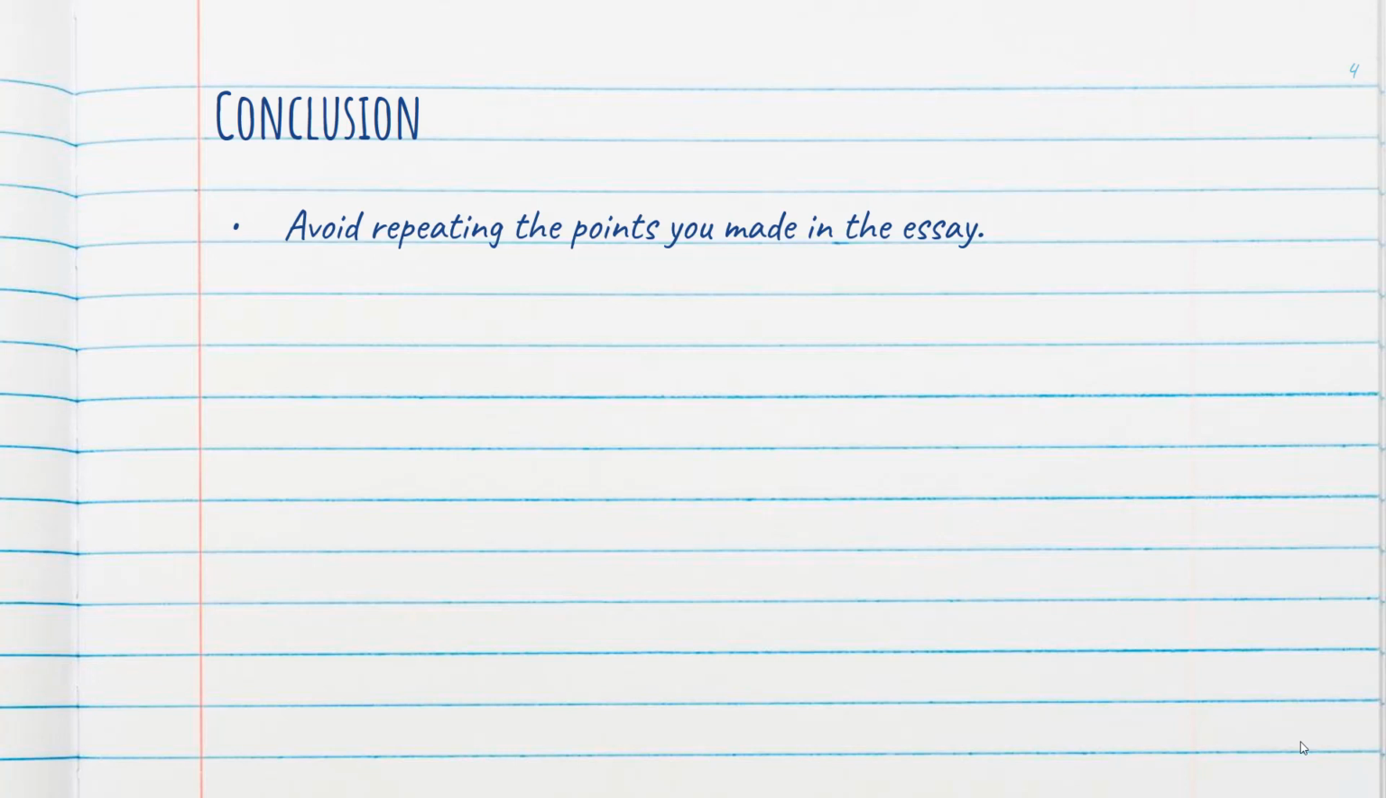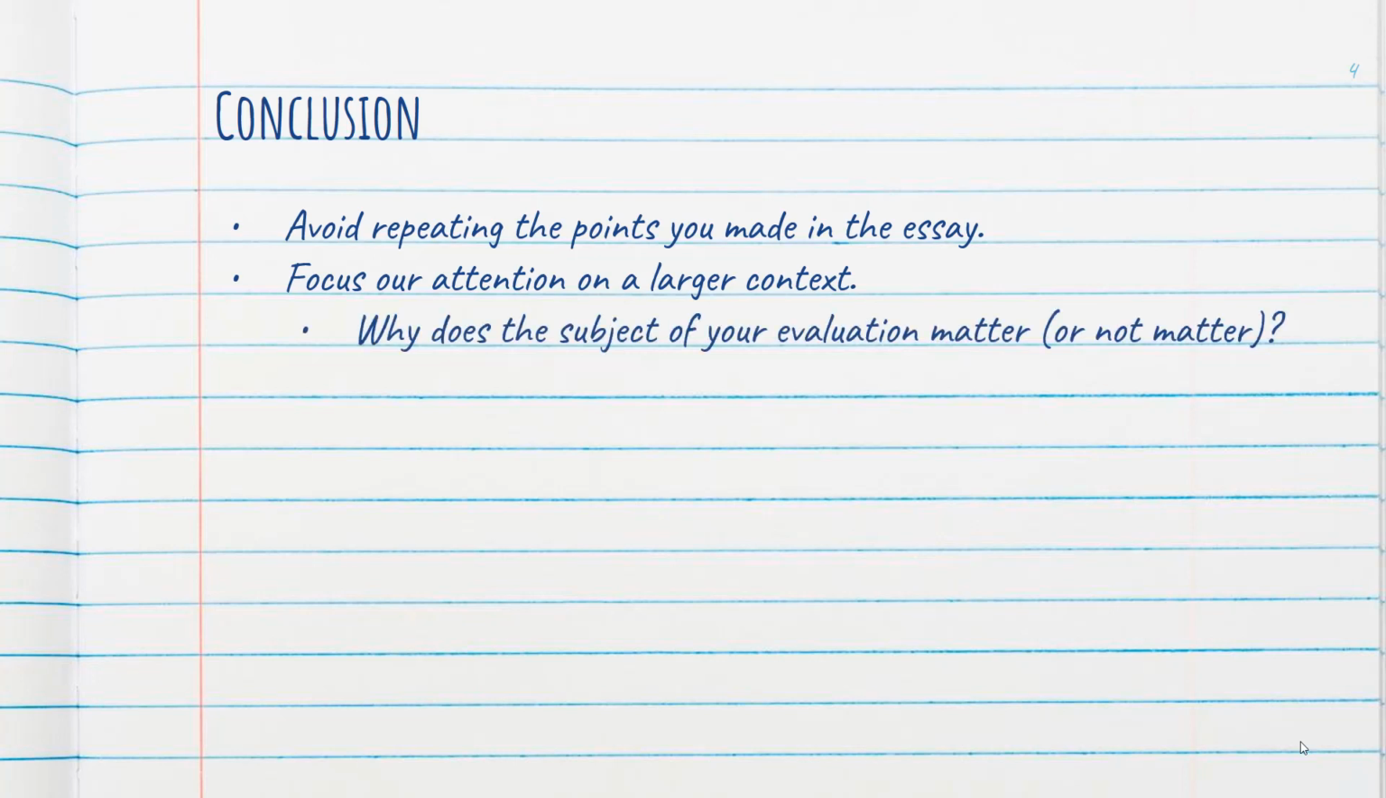Instead, this is where you zoom out. This is where you draw our attention to a larger context. That means a lot of different things. And again, the options are endless here. But let me give you a few examples that are probably the most common. Thinking, why does the subject of your evaluation matter? Or ultimately, maybe not matter.